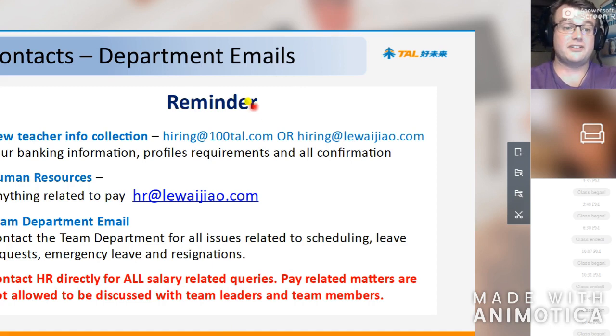Now let's talk about the department emails. So you have your new teacher information, you have your video, you have your self-introduction, you have your profile pictures, you have your banking information. Where do you send them? You would send that to hiring@100tal.com or hiring@loaijiao.com. It's up to you which one you send them to. You can send them to both if you like, but make sure you do send that information there.